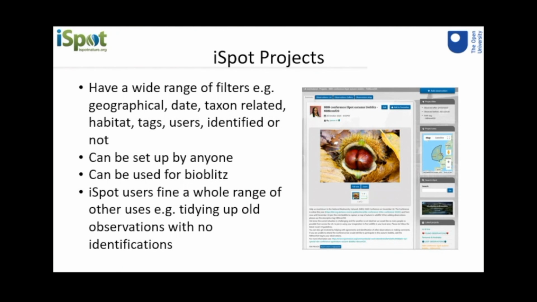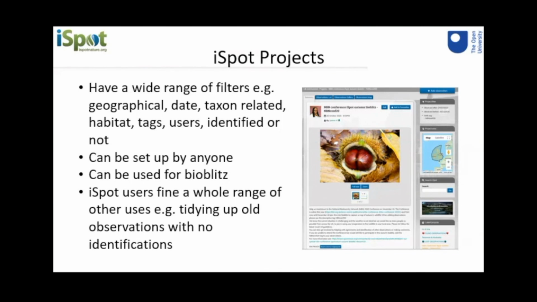In iSpot, the projects feature is used to gather together observations. So you make an observation, anyone can use projects. You set a project up. You can just draw a polygon for whatever area you want. Then you can set a number of filters, so a date range, as we've done here. It can be taxon related, can be habitat related, using various tags, as we have here with the NBN Conference 20 tag. Users, for specific users, whether they're identified or not. These can be set up by anybody, and they can be used for BioBlitzes, as we have here.